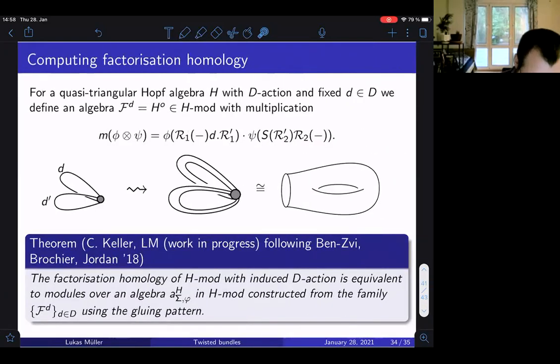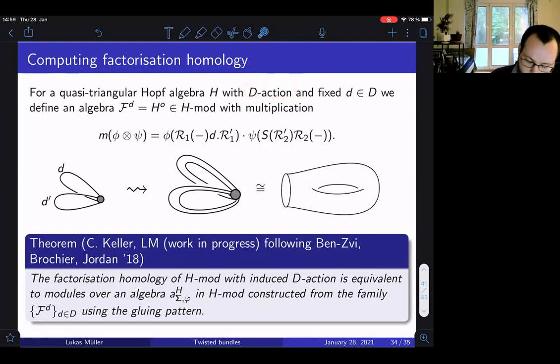Okay, and now there are two more slides. So the strategy for quantization is now to start with this category of modules over the quantum group and compute factorization homology on surfaces and hope that this actually gives the quantization. That's what we do, and that's the joint work with Corinna, where we even show something more general. So you can start with a quasi-triangular Hopf algebra H, which comes with an action of a group D. Now D is again a group.